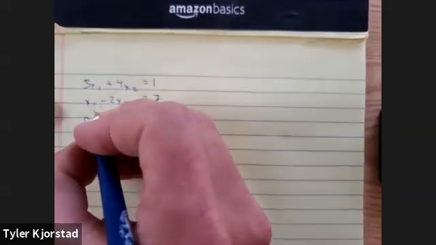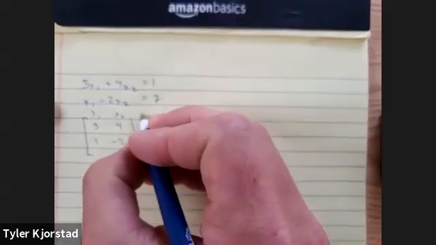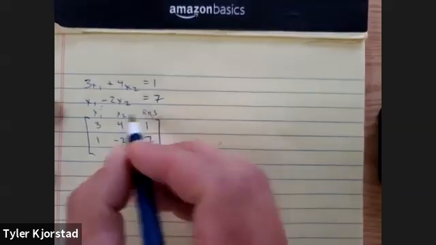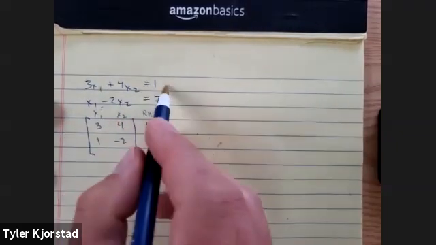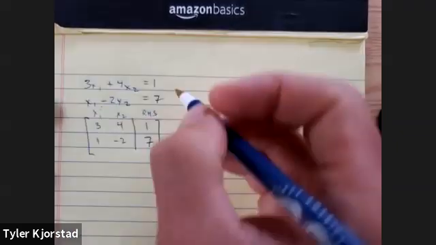This tells us x sub 1, x sub 2, and then this is the right-hand side. If you have a 1 here and 0 here, that tells you that you have an x sub 1 equal to something. So let's solve it, and then we'll translate it out.